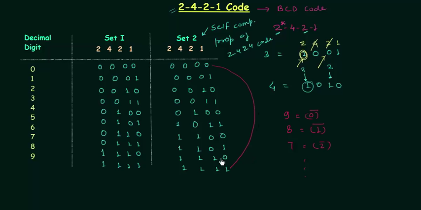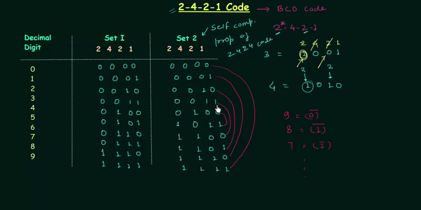Now we will check for 8. 8 should be complement of 1. 1 is 0, 0, 0, 1. And if we take the complement, we are going to get 1, 1, 1, 0. And 8 is 1, 1, 1, 0. So 8 is complement of 1. And 7 should be complement of 2. 2 is 0, 0, 1, 0. Let's take the complement. We'll have 1, 1, 0, 1. 1, 1, 0, 1 is the 7. And in the same way, if you check, you will find that 2421 code is self-complementing.